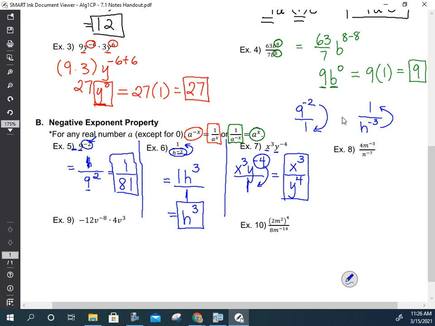All of your exponents at the end of the day must be positive. Any questions on example 7?